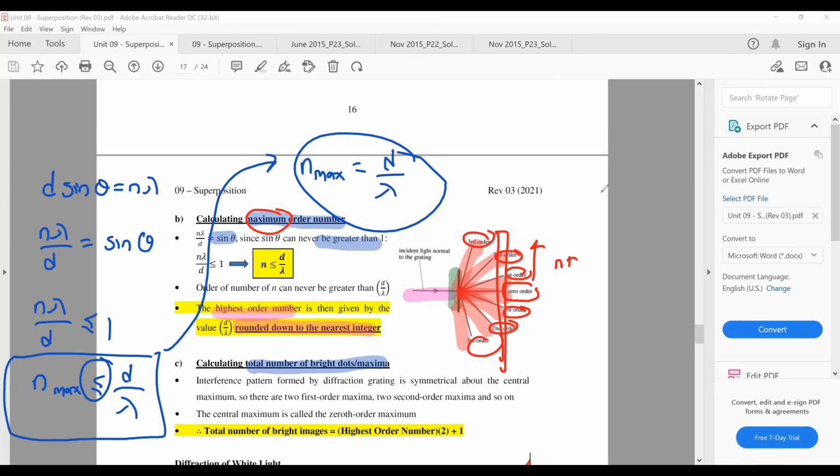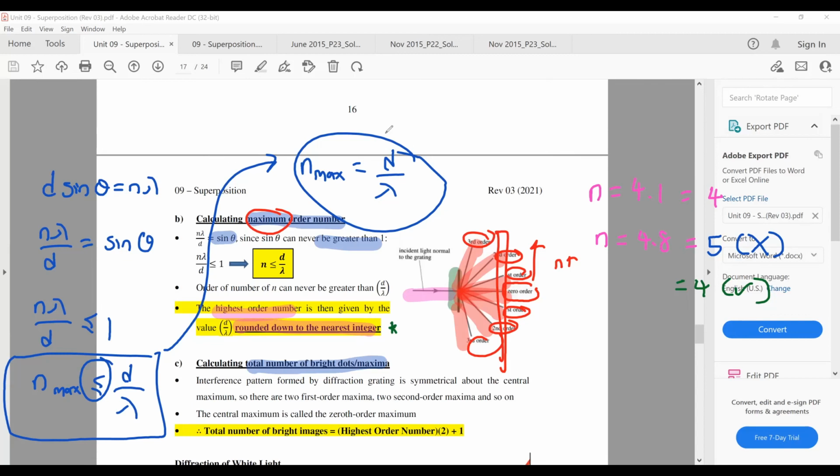What do I mean by that is that it could be that your n is maybe 4.1. This one rounded down will just be 4. But what if your n is 4.8? In normal maths, you would have probably rounded this to 5. This one, no, don't ever do this. You round it down to the nearest integer, meaning to say it's supposed to be 4. Okay, so this one, just be careful of this. When it comes to finding maximum order number, you will always need to round it down to the nearest integer. Don't round it up like you do in normal maths. Okay, so that part is okay.